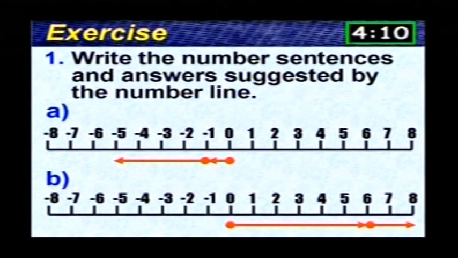If you look at A, the direction of the two arrows is to the left, which means that the two integers are negative. You are adding two negative integers. If you look at B, the direction of the arrow is to the right, which means that you are adding two positive integers.